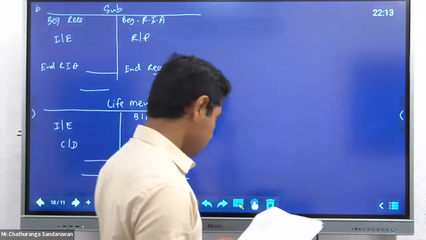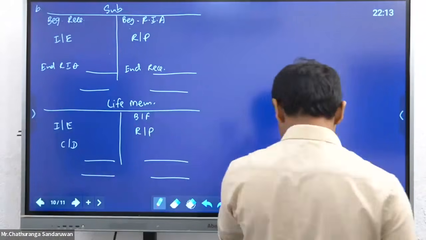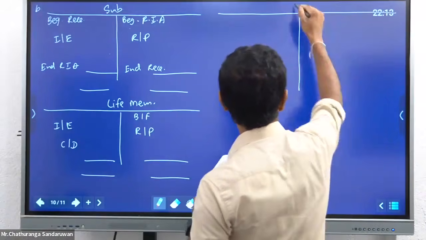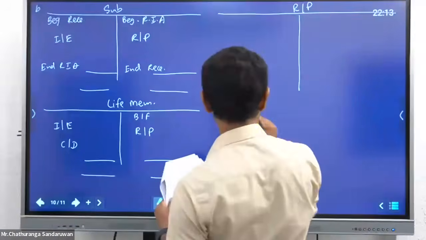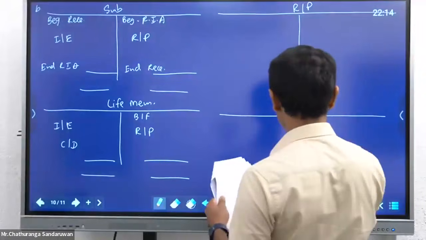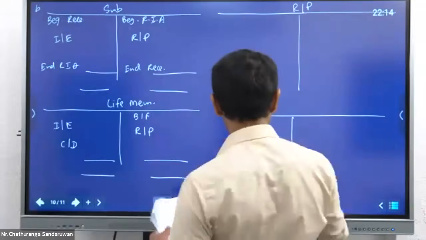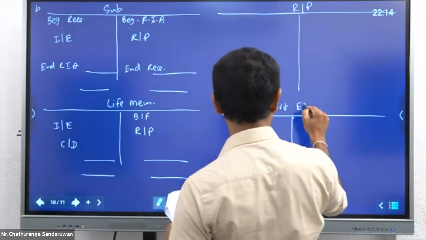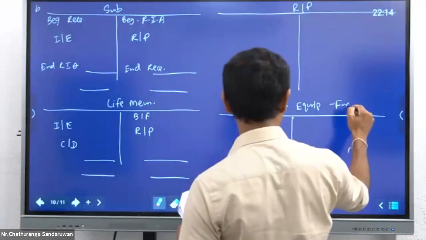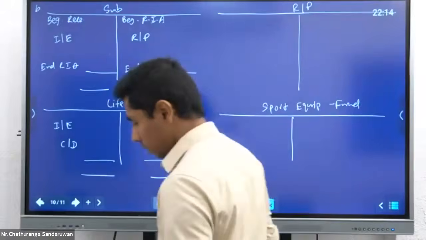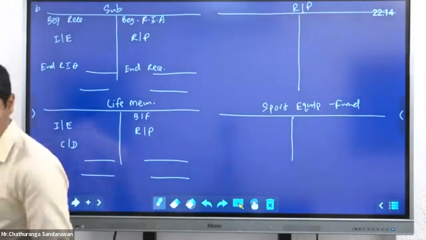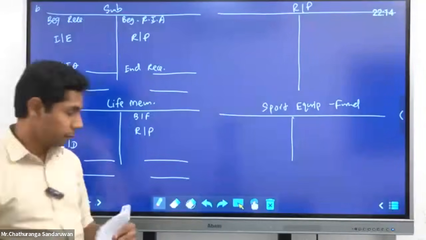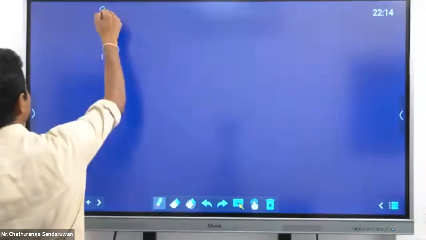And as it requires the SOFP, we want the receipt and payment account as well. And finally, we want a sport equipment fund account. And then you can prepare a statement of financial position.